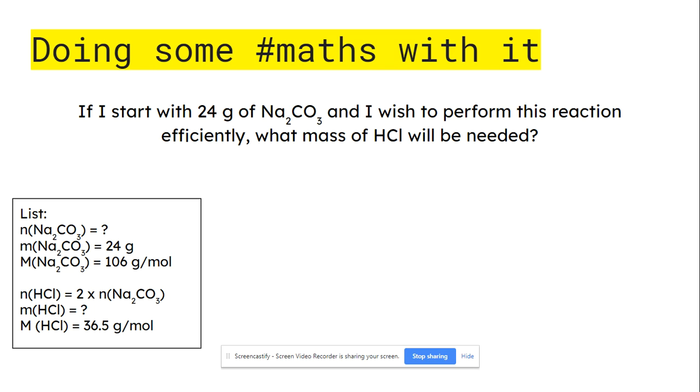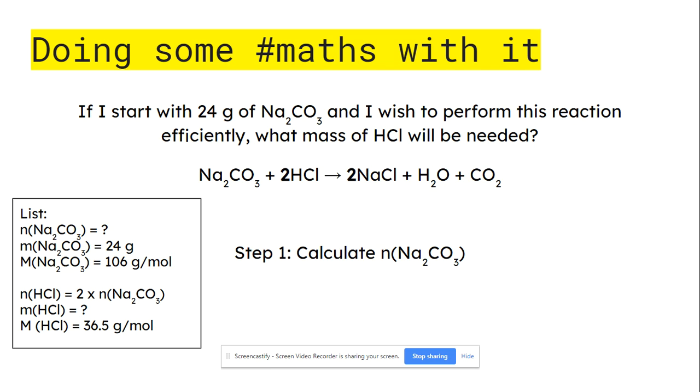I want to work out my number of moles of hydrochloric acid, but I know from my reaction that I need twice as many moles of hydrochloric acid as I have sodium carbonate. My mass is what I eventually want to get to, and I know my molar mass again because I have my periodic table. So step number 1 is that I can calculate the number of moles of sodium carbonate. I've got my mass and my molar mass, so I can work out the number of moles.